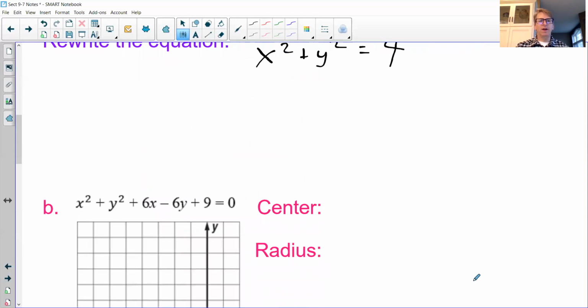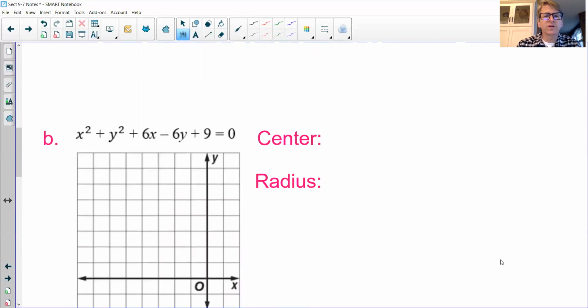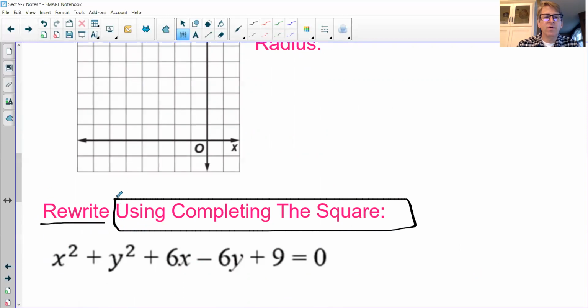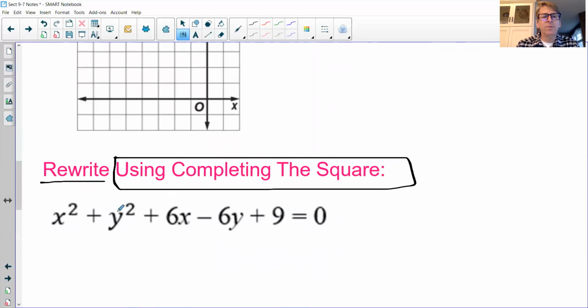All right, x squared plus y squared plus 6x minus 6y plus 9 equals 0. All right, so what we're going to first do is we're going to take this long equation and go down and do some work to it. We're going to rewrite it, and we're going to use completing the square today, okay? So what we want to first do is group together where the x's are and where the y's are. So we'll rewrite this as the following.